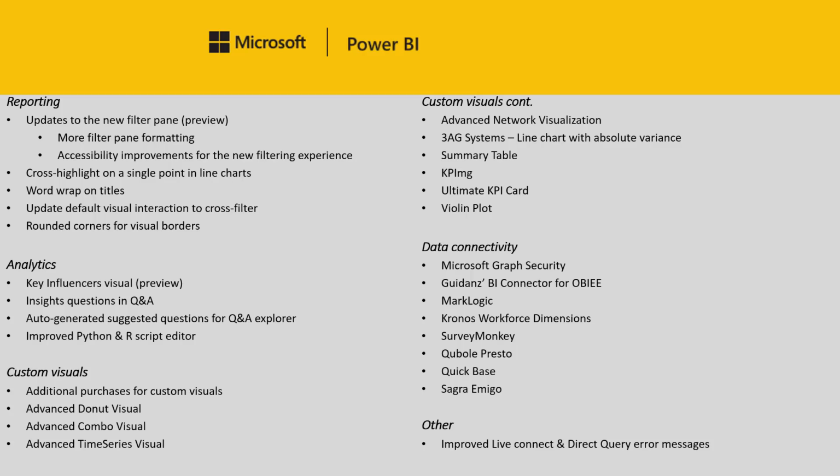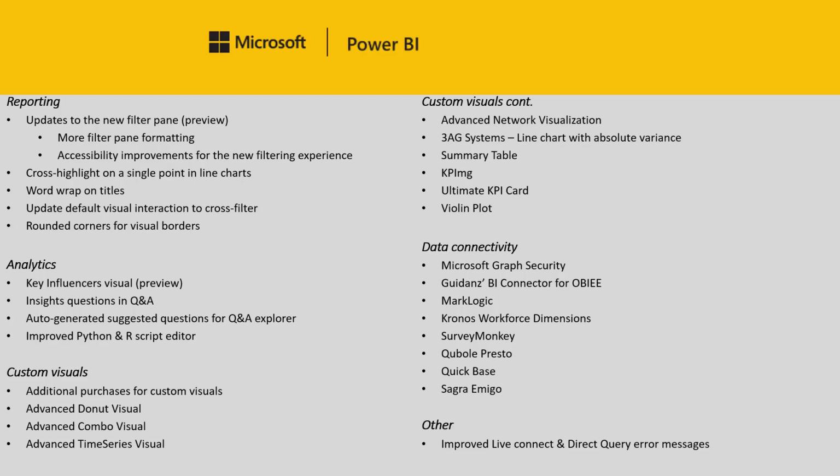Now moving to the data connectivity section, the first on our list is the Microsoft Graph Security Connector. With this connector, you can unlock a holistic view of security and risk across your enterprise. Additionally, this connector comes with a sample dashboard and template to help you get started. Next, we have a BI connector for OBIEE. This connector allows for staging of data from OBIEE to be visualized in Power BI. It's a major stepping stone for organizations to transition from traditional BI platforms to a modern data visualization tool.